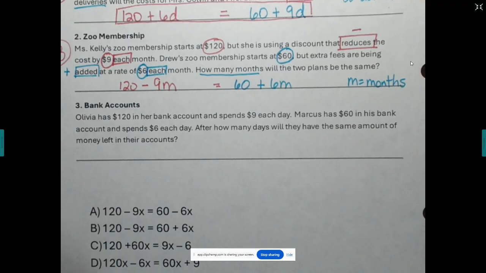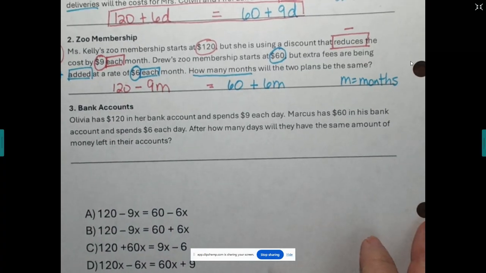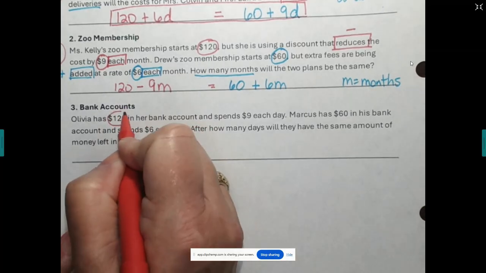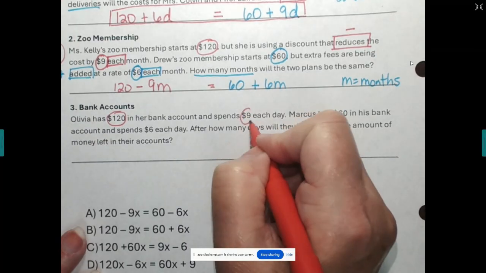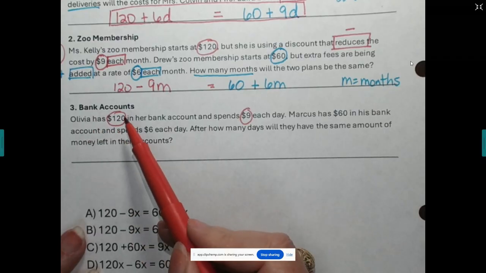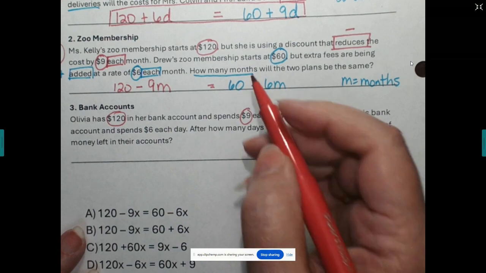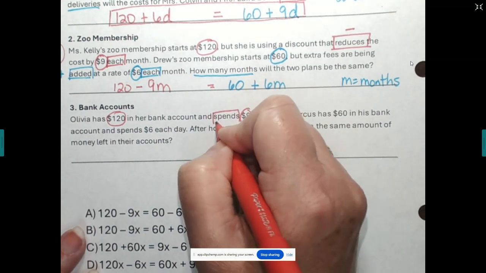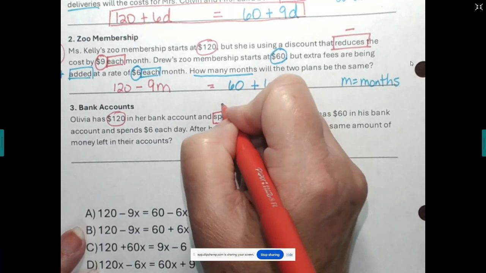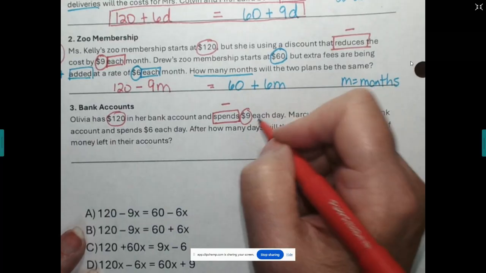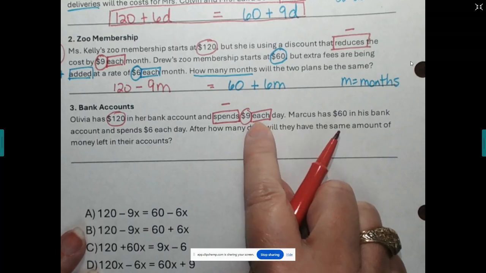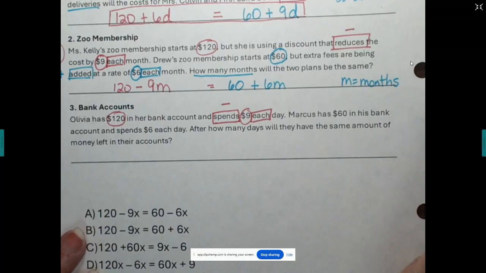Okay, the last one. We've got Olivia's bank account and Marcus's bank account. So I'm going to deal with Olivia in red. $120 and $9. I'm circling the numbers. And now I'm going to look for some keywords. Olivia has $120 in her bank account. Spends. That seems like a keyword to me. If I'm spending money, I'm losing money from my account. So that is subtracting from my account. And then each day, remember each is kind of the same as per. It's going to tell me to attach that 9 to my variable.